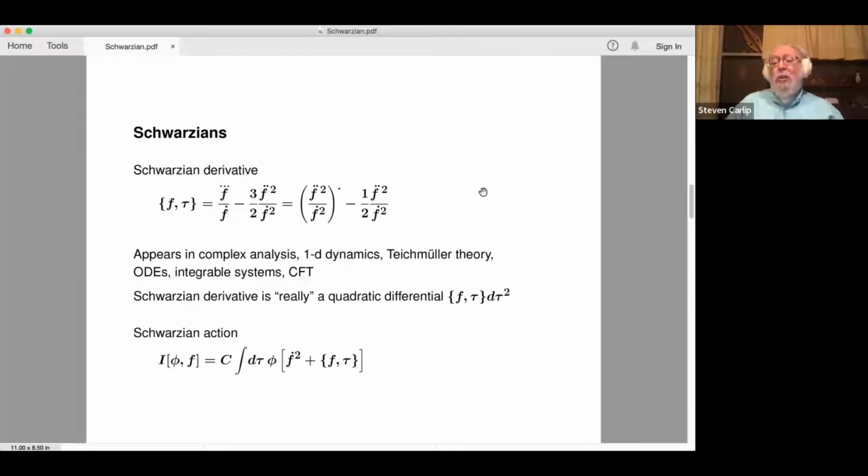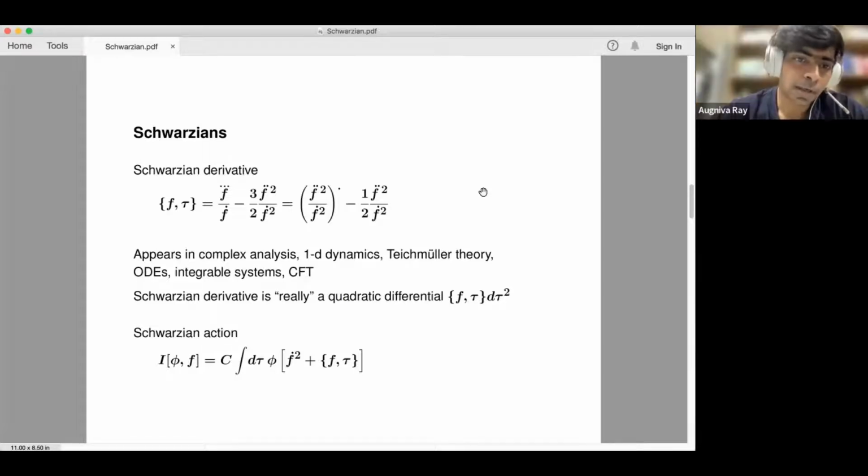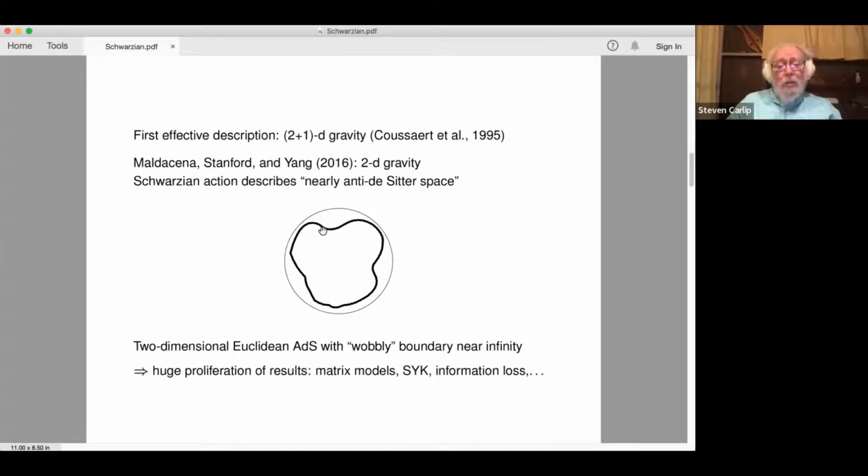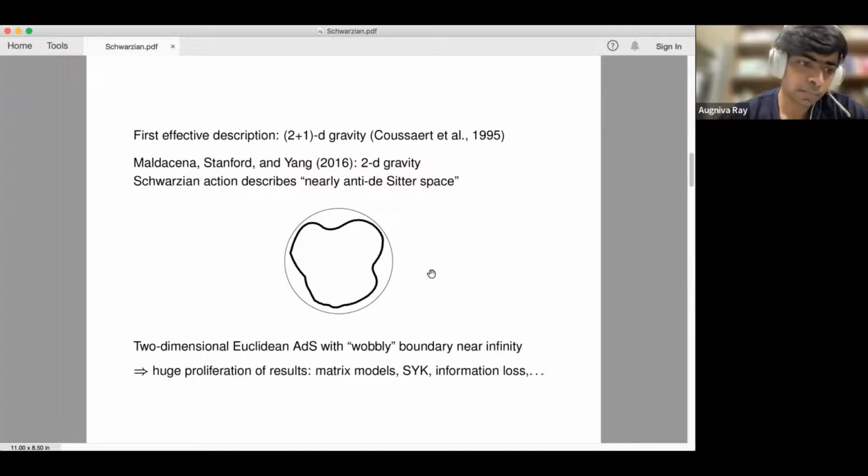The resulting degrees of freedom that are described by the Schwarzian action are basically the shape degrees of freedom of this boundary. Okay, I understand. So it really does look something like this picture where the circle is the conformally compactified infinity and the wobbly line is this new boundary. Okay, thank you.